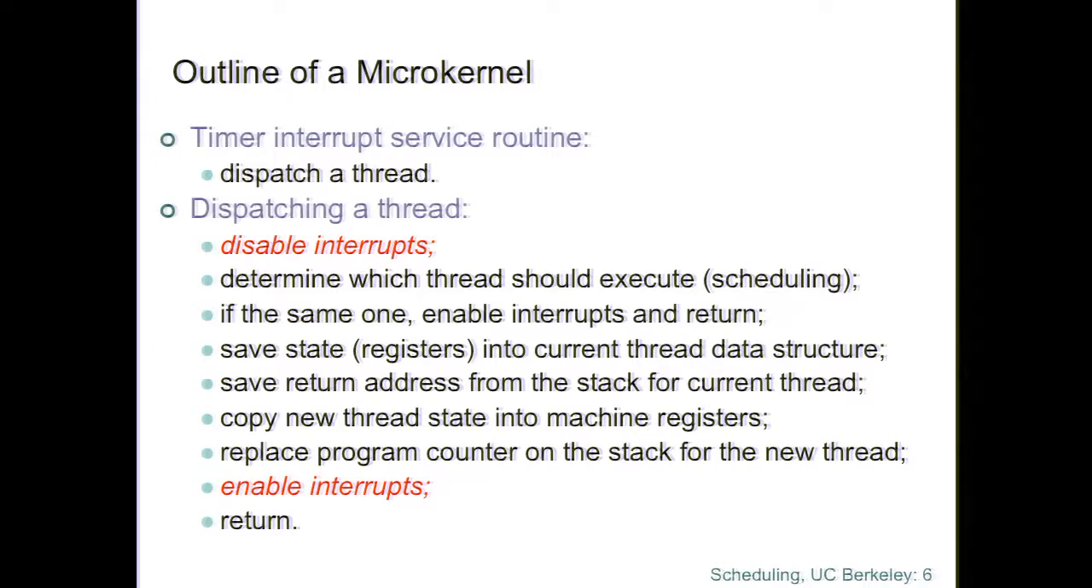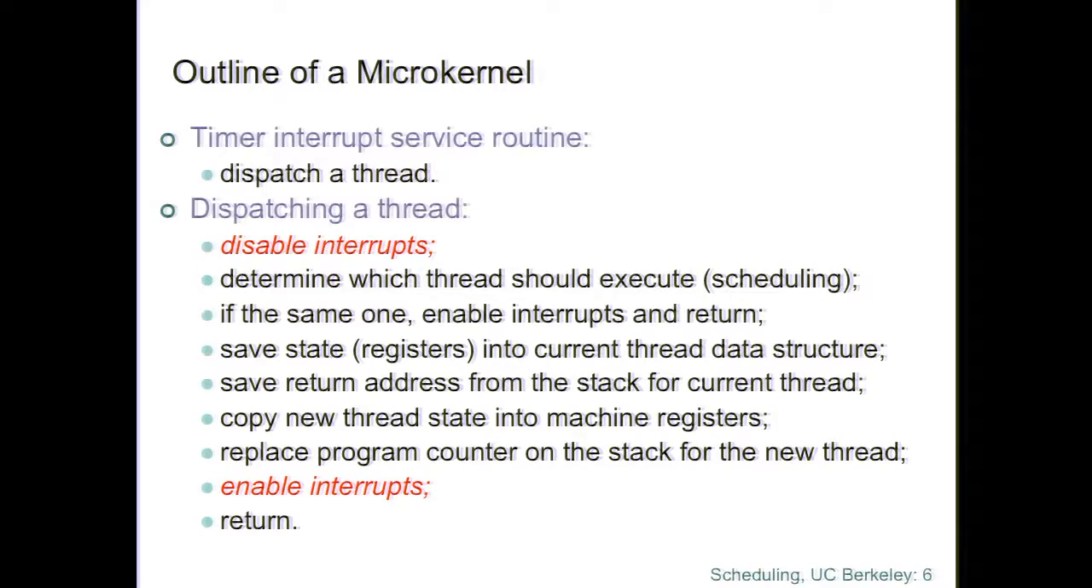Okay, so what happens in the process of dispatching a thread? Well, you have this timer interrupt that you've set up to go off at, say, the Jiffy interval, every 10 milliseconds. When the interrupt service routine kicks in, the first thing it should do is determine which thread to execute. Okay? If it determines that the thread that was just interrupted should continue executing, then it doesn't have much work to do. It just does a return from interrupt.